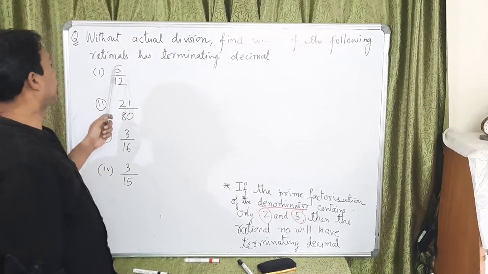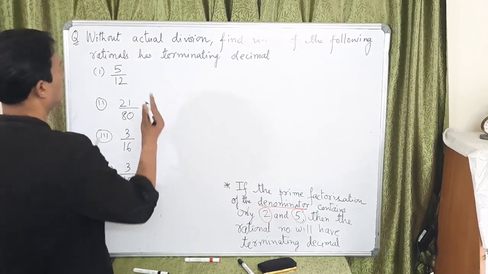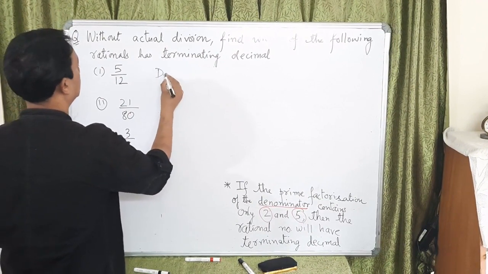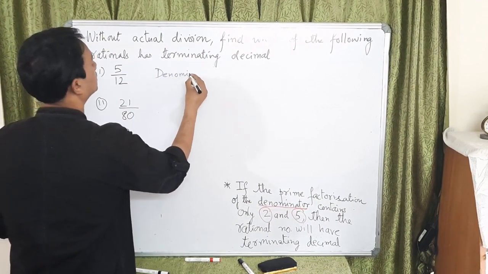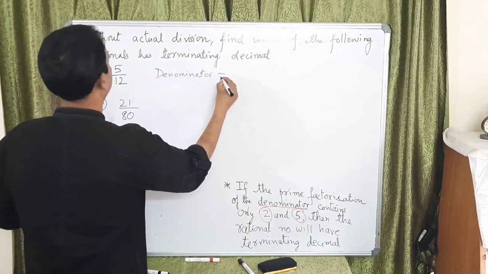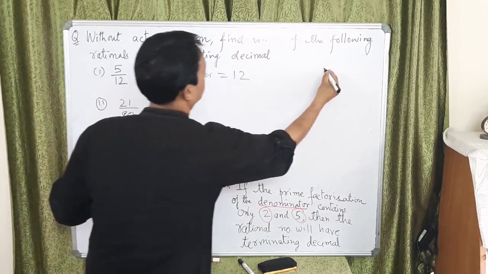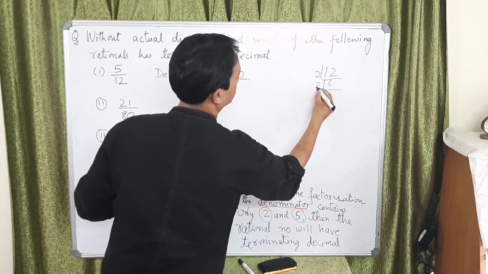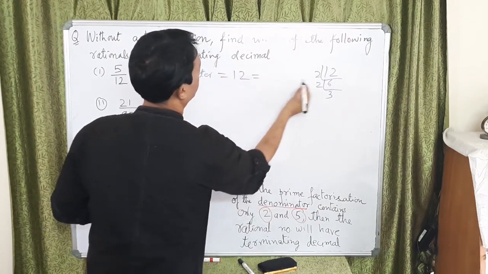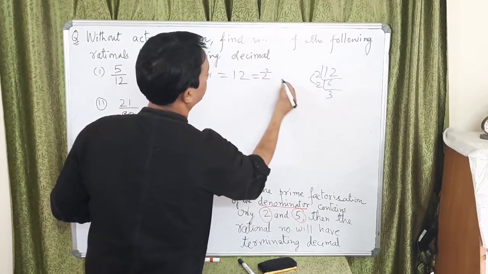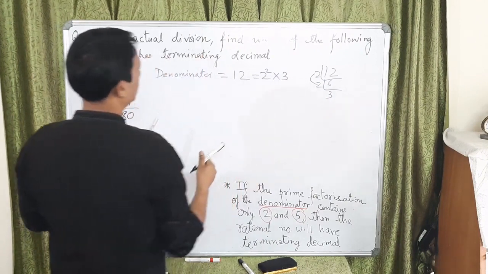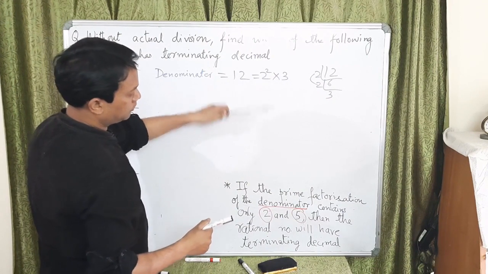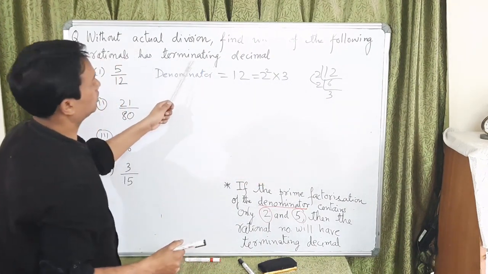Okay, now let's see whether 5 by 12 has terminating or not. So what we'll do is, we'll check the denominator. What is the denominator here? Denominator is 12. Now if you prime factorize 12, if you break like this, 2, 6, 12. Use only prime numbers, 2, 3 is 6. So we can write it as 2 square into 3. Now you can see we have another prime number 3. We should have only 2 and 5 in order to have terminating decimal.